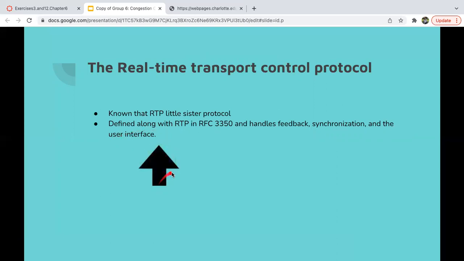For example, when the bandwidth increases or decreases, either one, during the transmission, the encoding may switch from MP3 to 8-bit PCM to delta encoding, whichever is required.